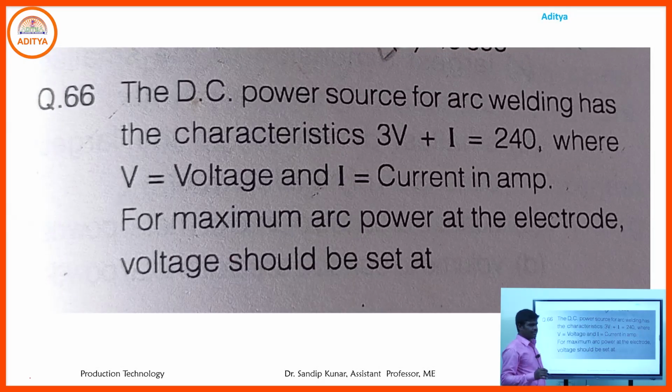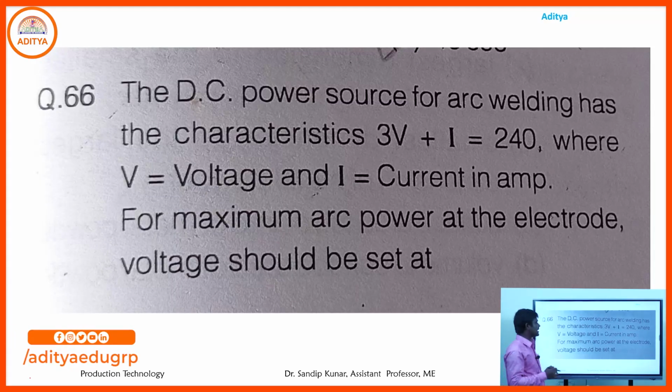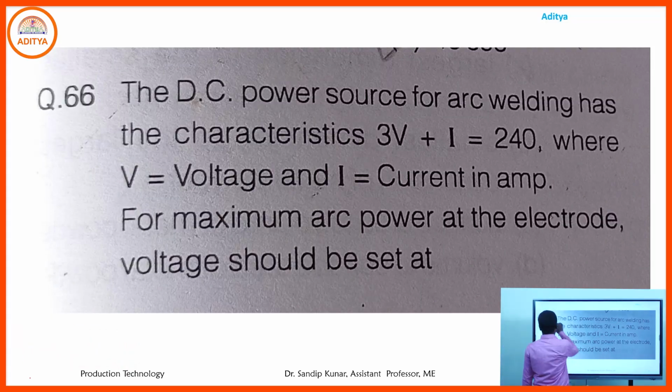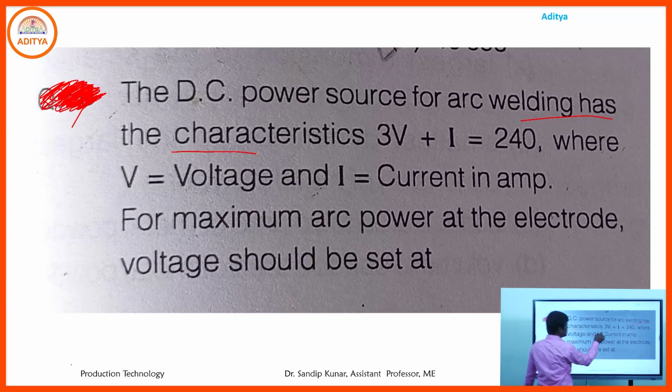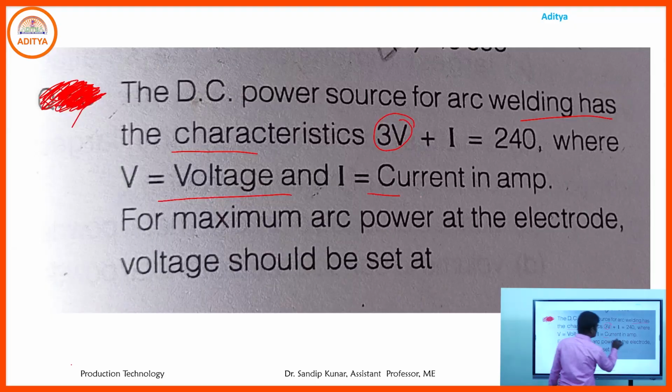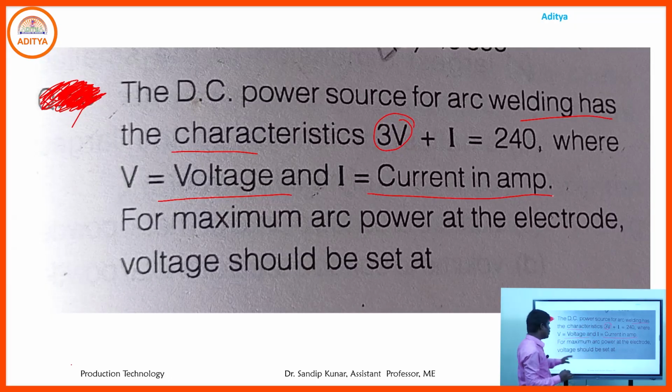So using that arc voltage, some math is there in case of arc welding. So how do we solve that particular math? First one, the DC power source for arc voltage has the characteristics 3V plus I equals 240, where V equals voltage and I equals current in ampere. For maximum arc power at the electrode, voltage should be set at what voltage?